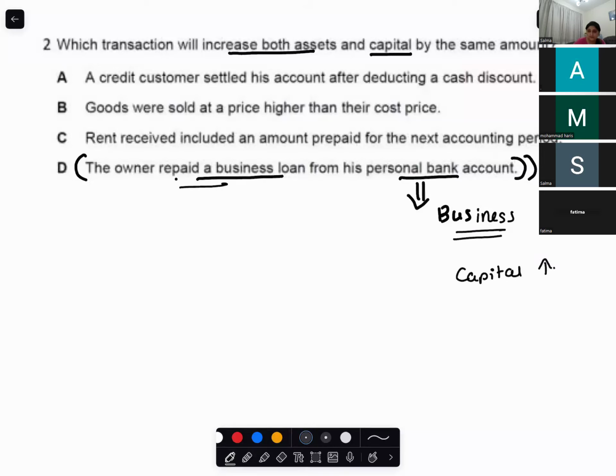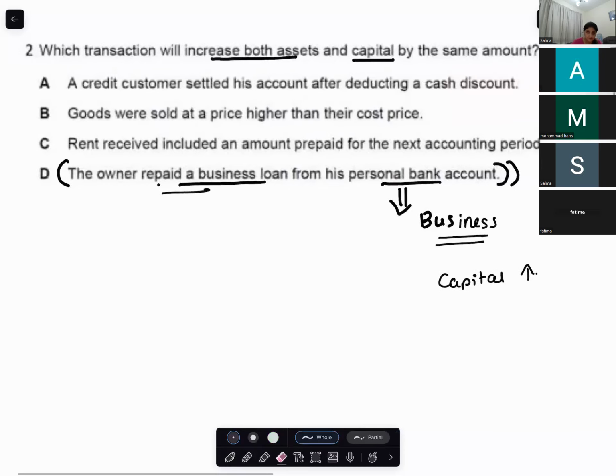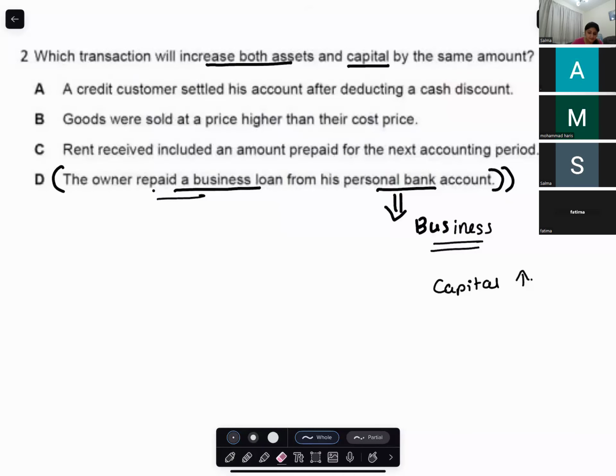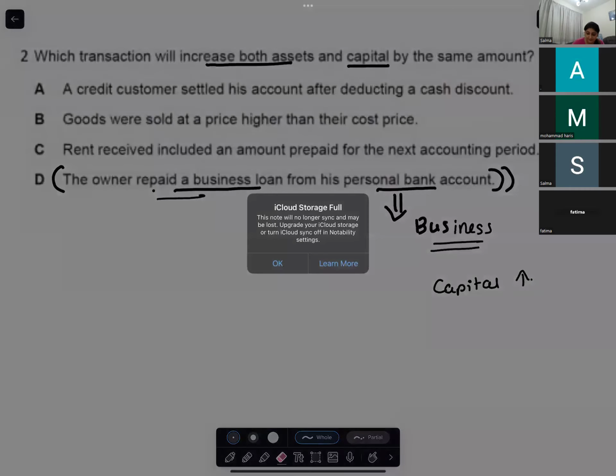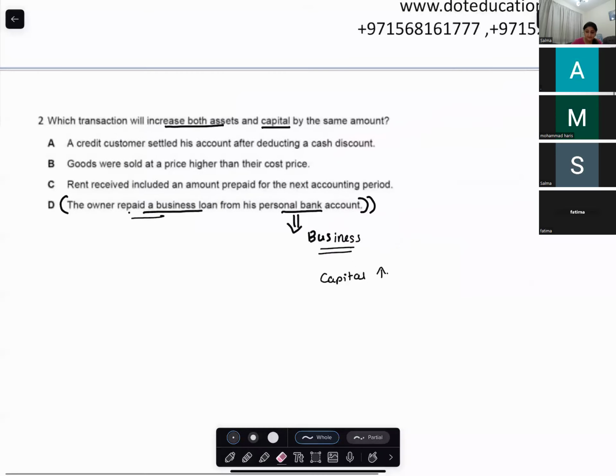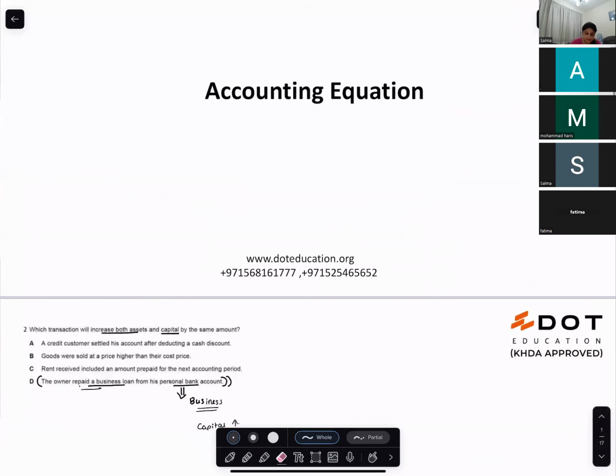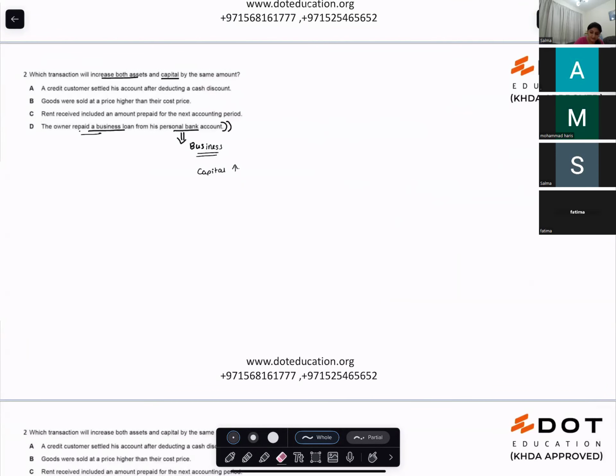How about repaying a business loan? When you repay a business loan, does an asset increase? Yes, cash bank. Cash bank increases or decreases when you repay the loan? Increases. Hmm? It decreases. Yeah, that is what even I feel. When you repay a loan, your cash bank decreases. Oh, yeah, it does. So this answer would not be correct.